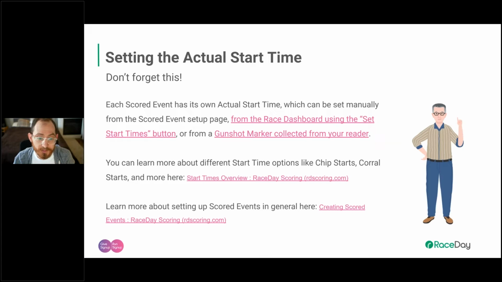So you can also do things like setting the start time from the race dashboard, and you can even import a gunshot marker from your reader if your reader supports that. We have some guides on how to do all that kind of thing here. We also have a bunch of different options for starts, like chip starts, corral starts, and more. You can learn about all those here. And more information about setting up scored events in general is right here. So there's a lot of content, and if you have questions about this, always feel free to reach out.